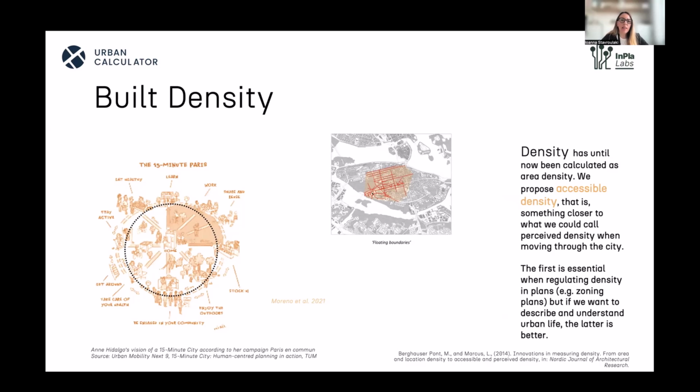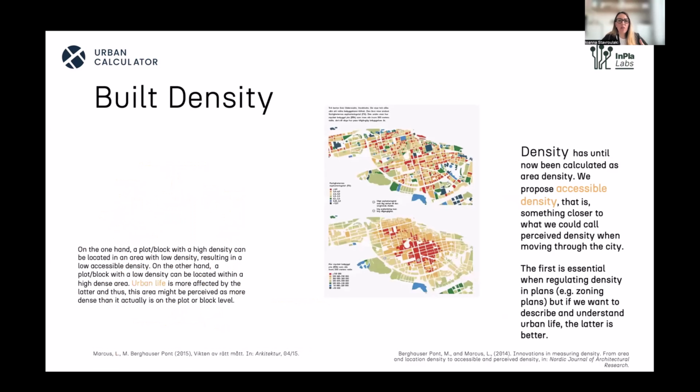So the first one, density on the block, is important when regulating density in plans, zoning plans, for example. But if we want to describe and understand urban life, the latter is better. So how much density do we perceive when we move around the city?